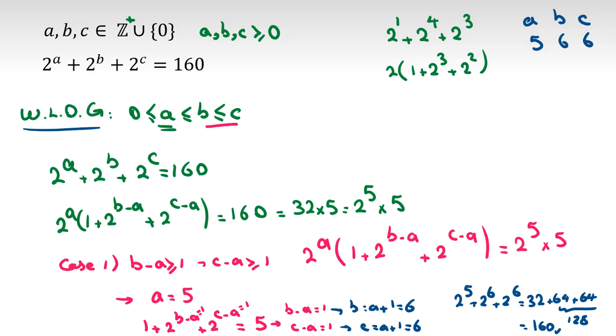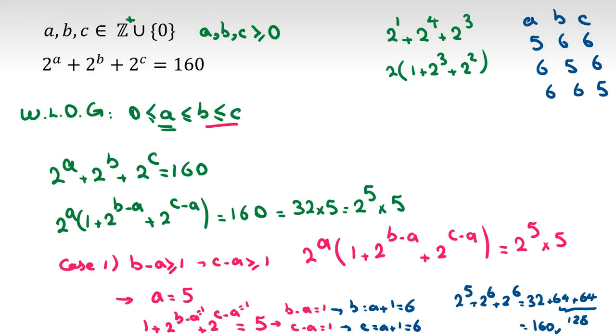But here I said without loss of generality, A less than or equal to B less than or equal to C. I should consider all arrangements because the problem is symmetric with respect to A, B, C: 6, 6, 5. Now, let's consider case number 2, if B minus A equals 0.